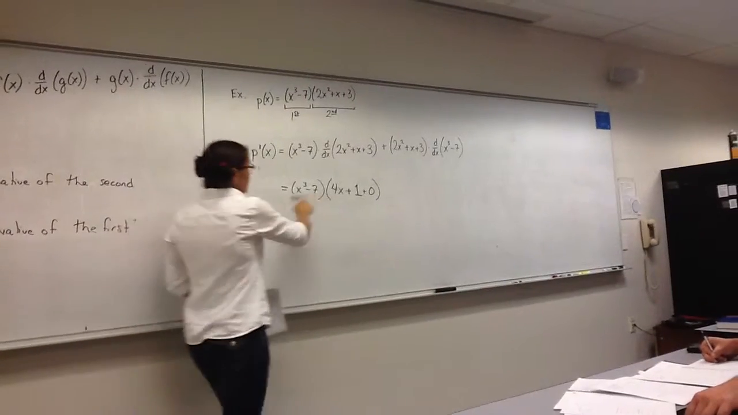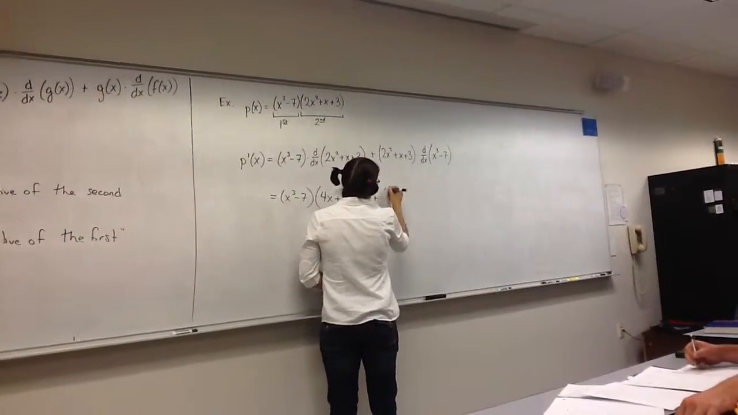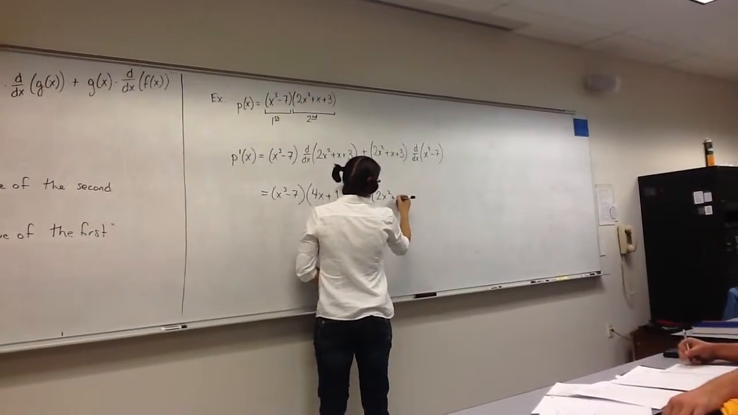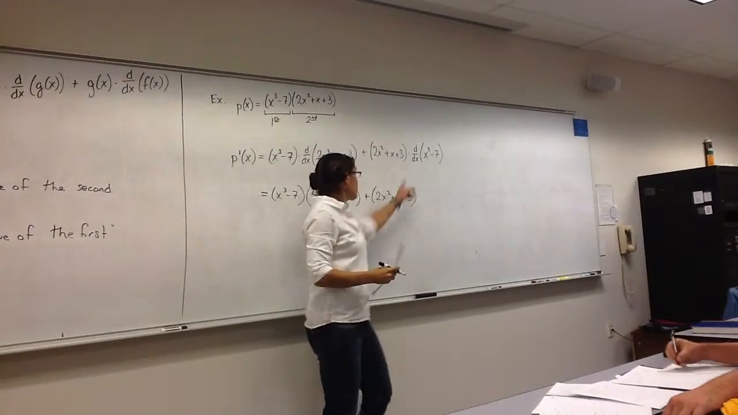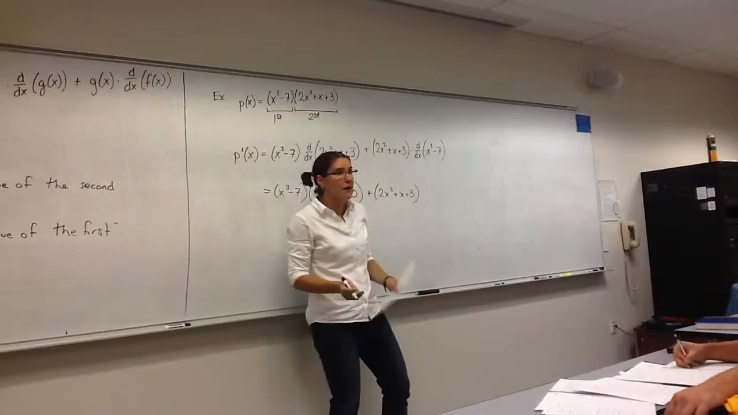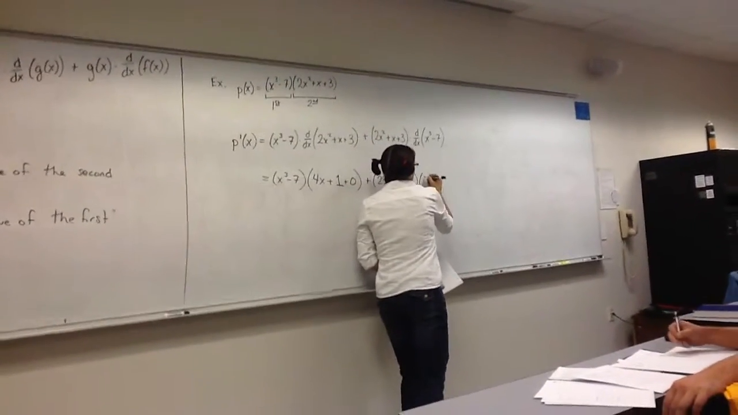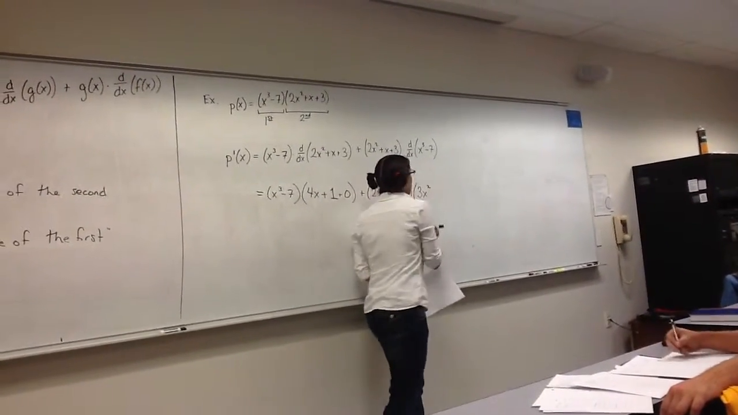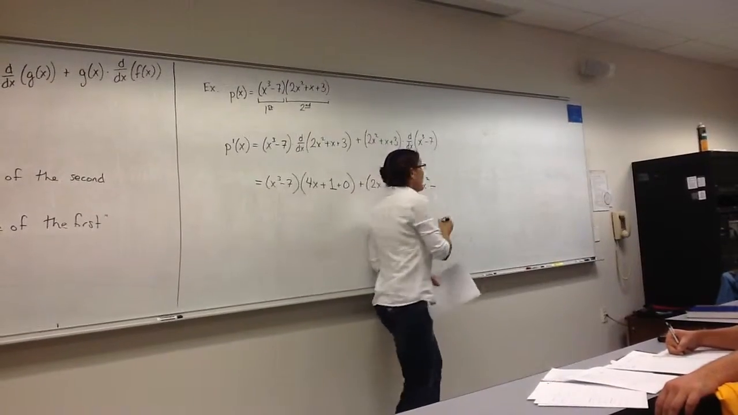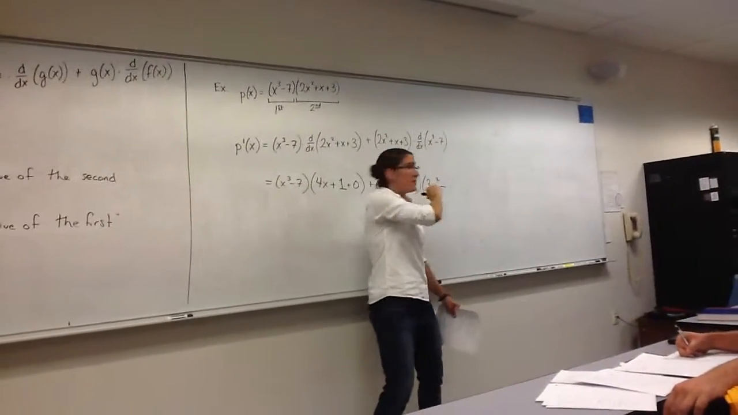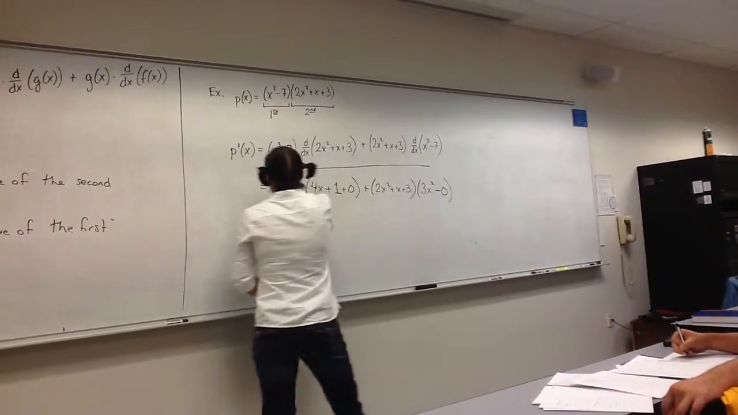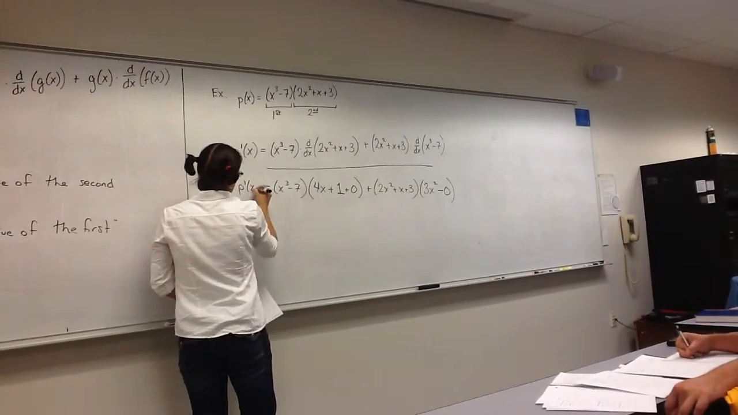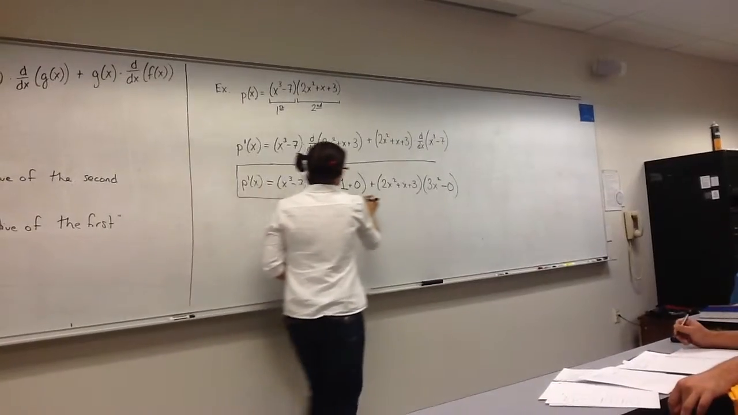So we have first times derivative of the second, plus second, which I copy down exactly as is, 2x squared plus x plus 3, times the derivative of the first, derivative of x cubed minus 7. So I'm going to use the power rule, and I have 3x squared minus the derivative of 7 is 0. And so this is my derivative of the original function.